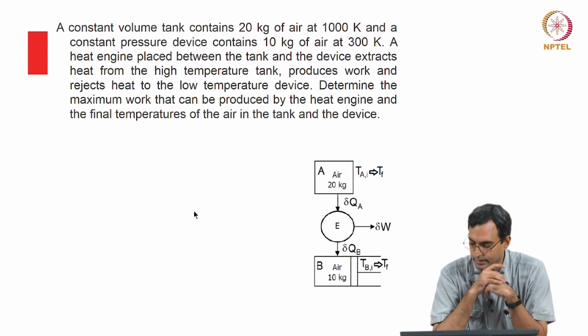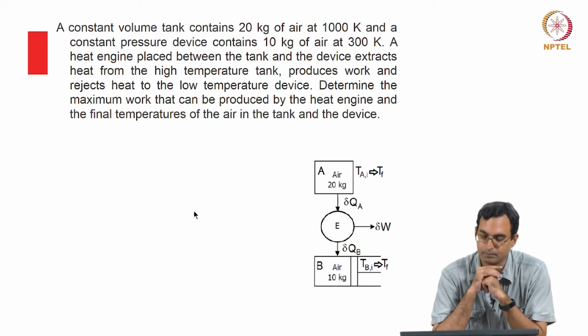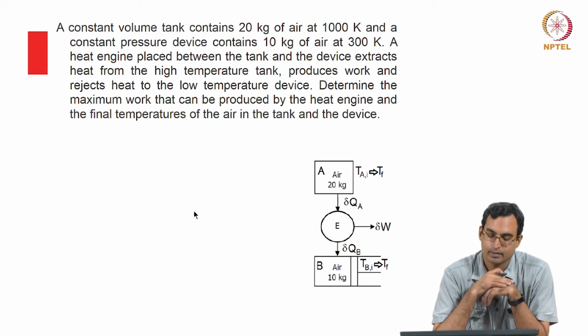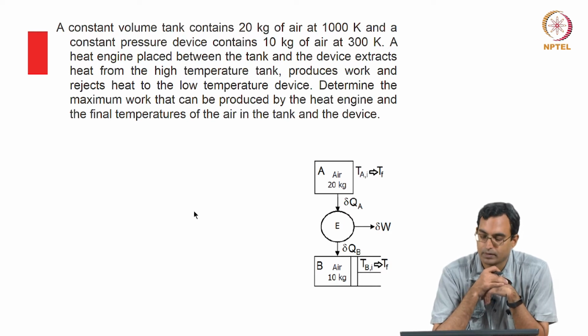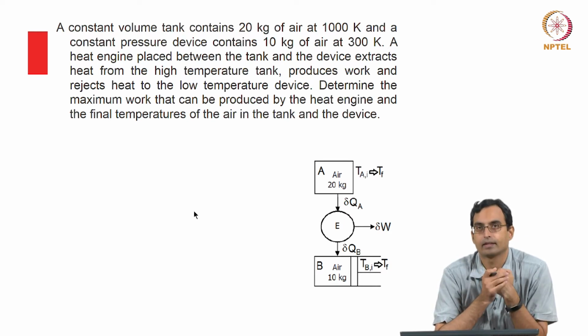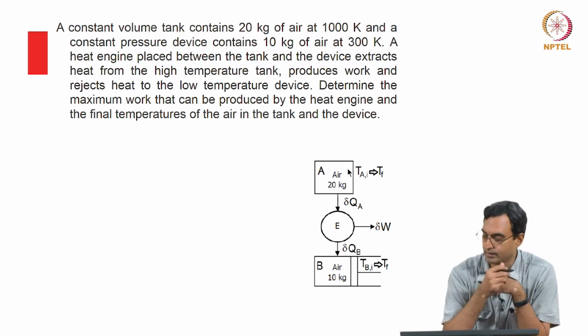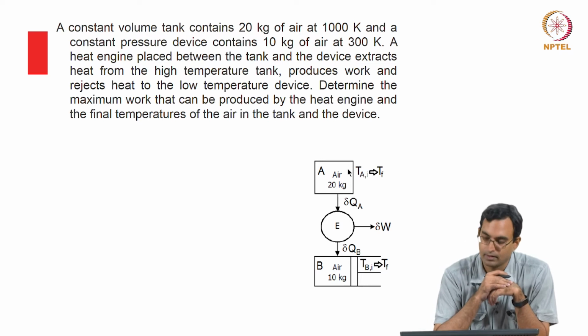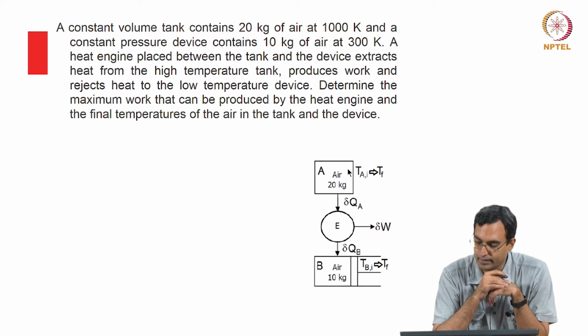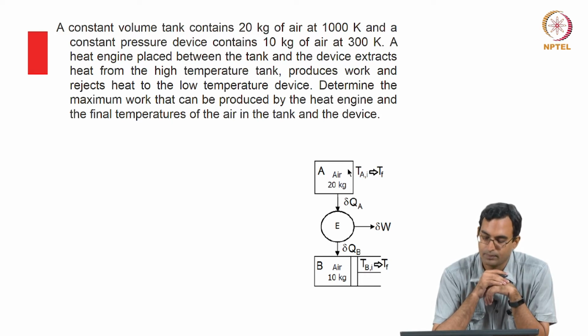Let us go on to a slightly more difficult problem. So, this says there is a constant volume tank which contains 20 kg of air at 1000 Kelvin. Okay, so there is a tank shown here, it has 20 kg of air at 1000 Kelvin, and a constant pressure device which contains 10 kg of air at 300 Kelvin. A heat engine is placed between the tank and the device, and it extracts heat from the high temperature tank, produces work and rejects heat to the low temperature device.